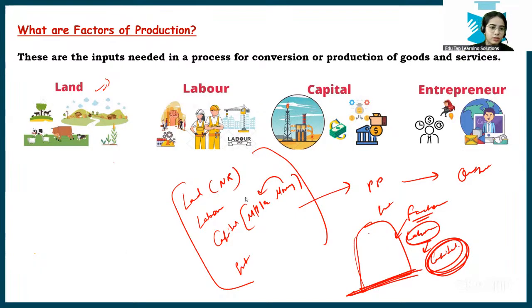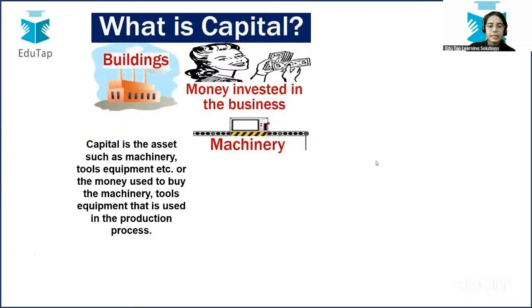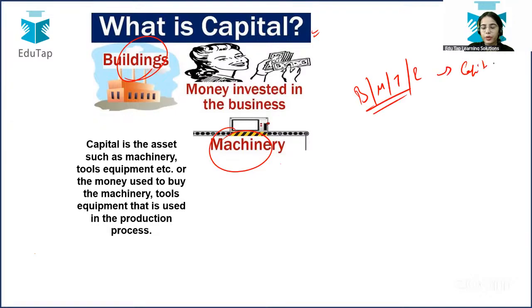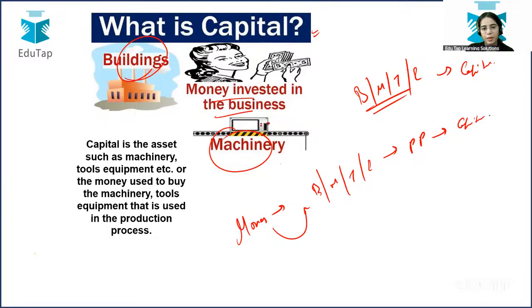Okay. Chalo. So let's discuss the capital so that you have the clarity. See, the buildings, machinery, tools, equipment, they are capital. Or the money invested in the business, that is the money that is used to purchase the building, machinery, tools, equipment that are used in the production process. That is capital. So capital is the asset such as machinery, tools, equipment, etc., or the money used to buy machinery, tools, equipment that is used in the production process.